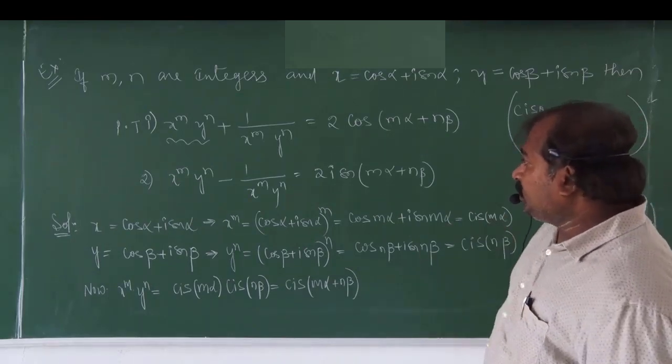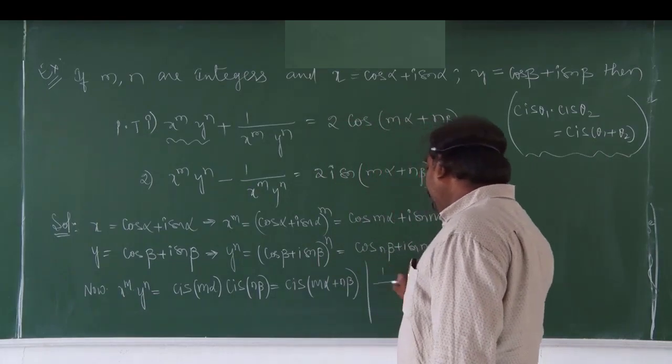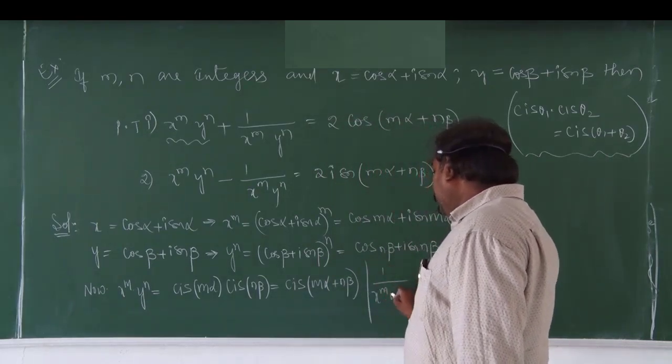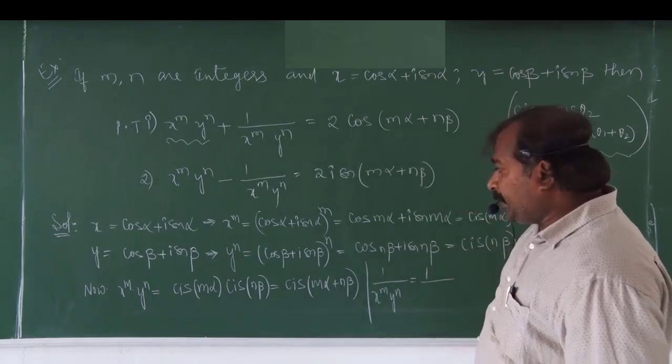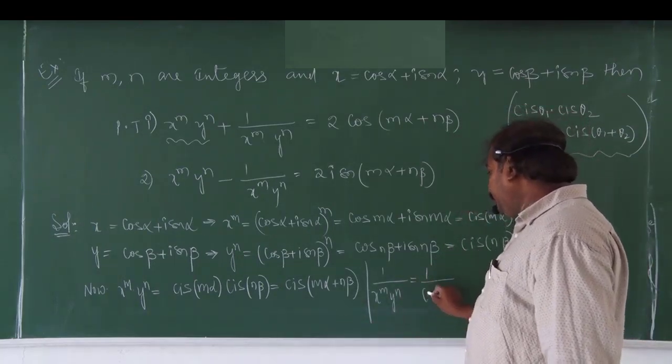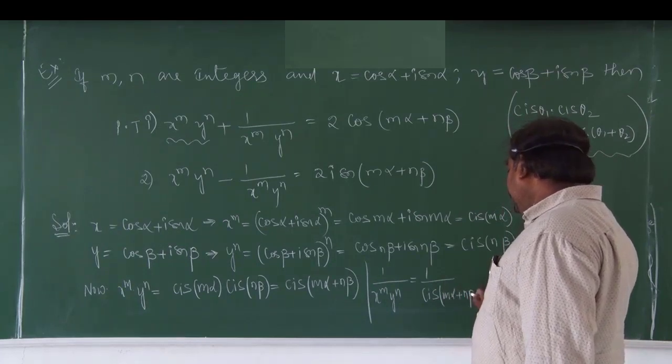Next, here 1 by x power m is the value they have given. So 1 by x power m into y power n is equal to 1 by, what is the value of x power m into y power n? It is cis of m alpha plus n beta.